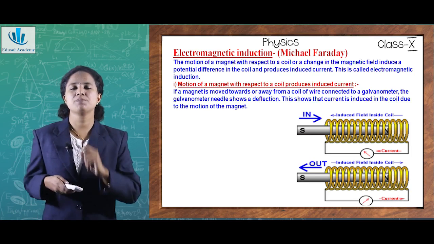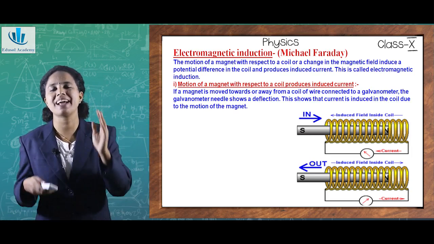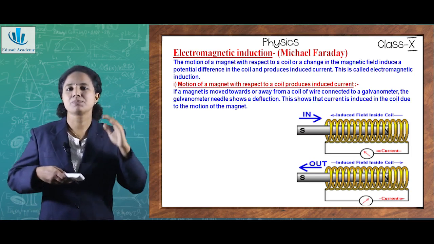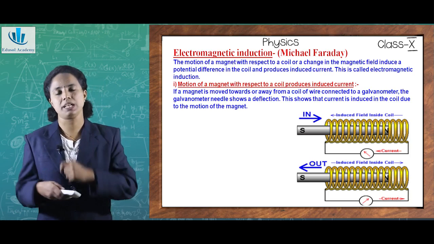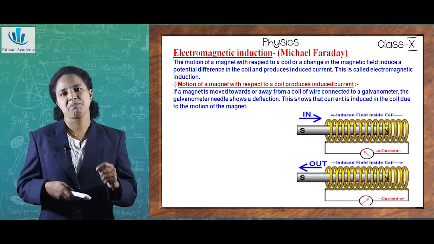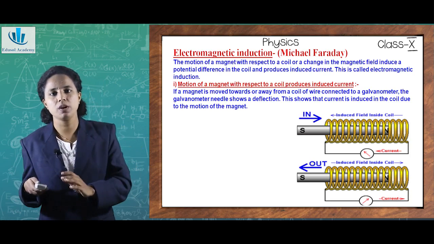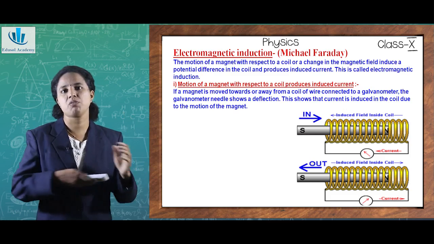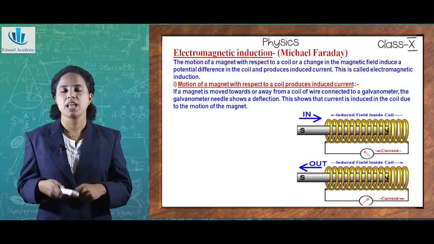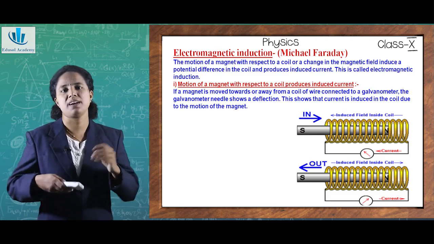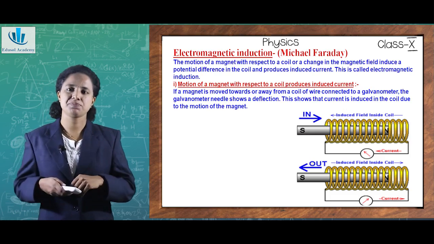Yet another important process in case of discussing the magnetic field is electromagnetic induction. It was Michael Faraday who gave his greatest contributions in this field. What does it mean? That is, the motion of a magnet with respect to a coil or change in the magnetic field will induce a potential difference in the coil and produces the induced current. This is called electromagnetic induction.